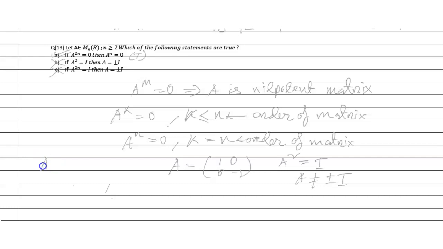Because you will see that a to the power 2n equals a to the power 6 equals I, and a to the power n equals a cube, that is a square into a, equals a square equals a, and a cube equals a does not equal I, as a square is also I.